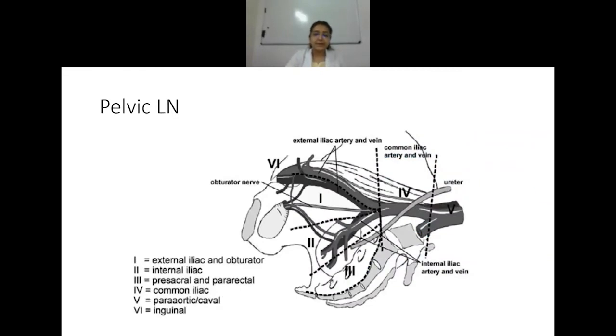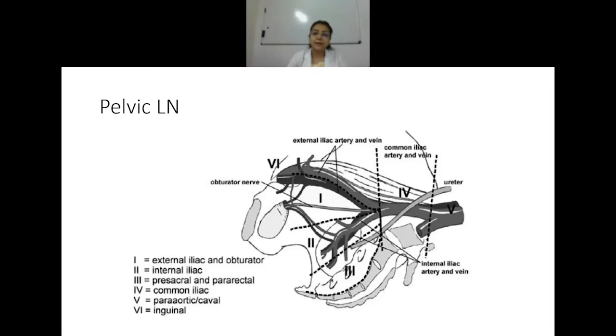Now comes the pelvic lymph nodes. In ovarian cancers, we commonly address the external iliac, internal iliac, and obturator groups of lymph nodes in the pelvis. The boundaries are superiorly the bifurcation of the common iliac, laterally the psoas and genitofemoral nerve, medially the paravesical space and the ureter, and caudally the origin of the deep circumflex iliac vein.